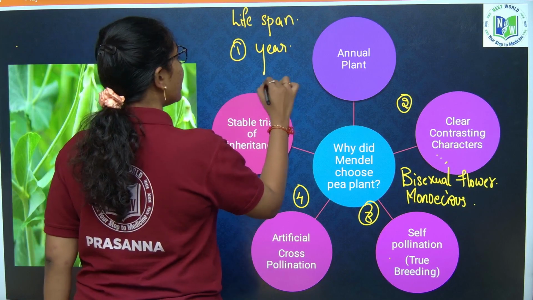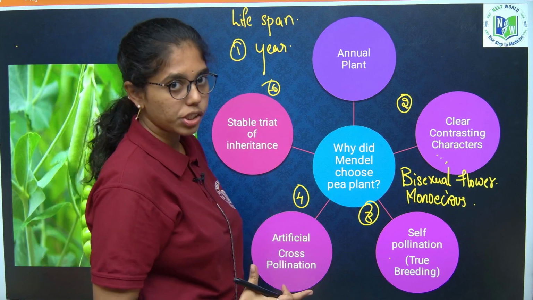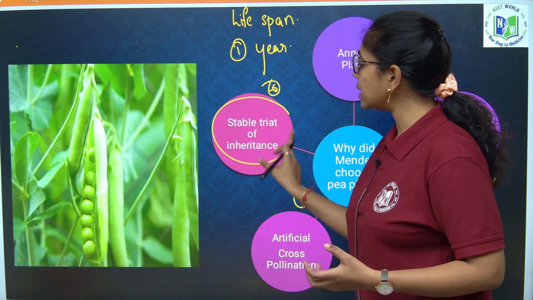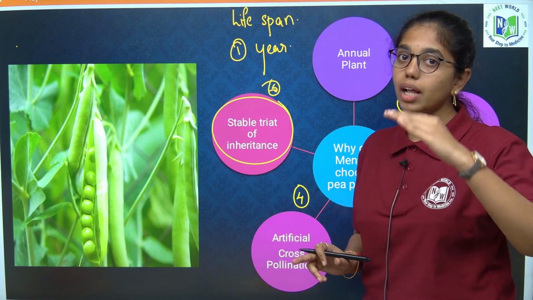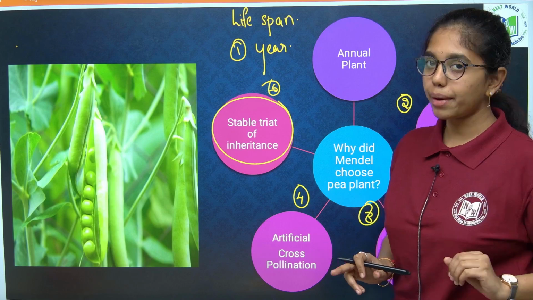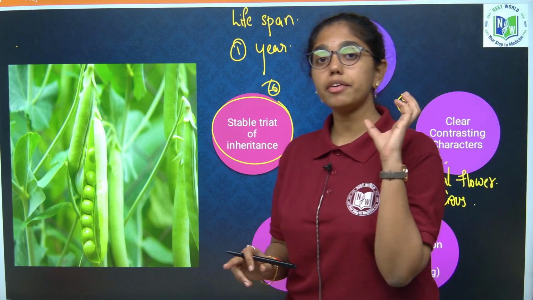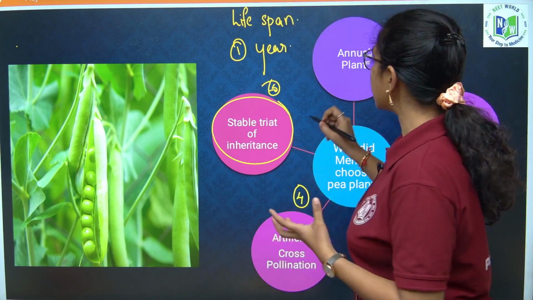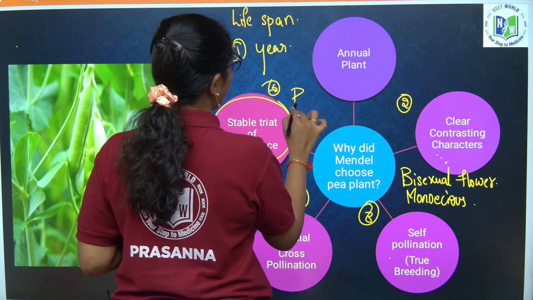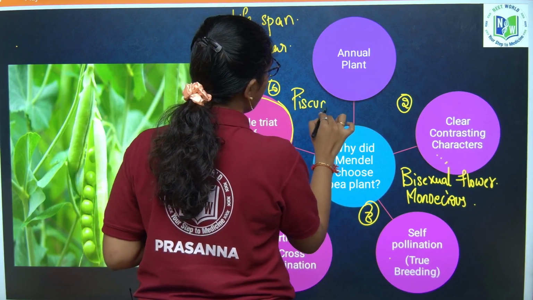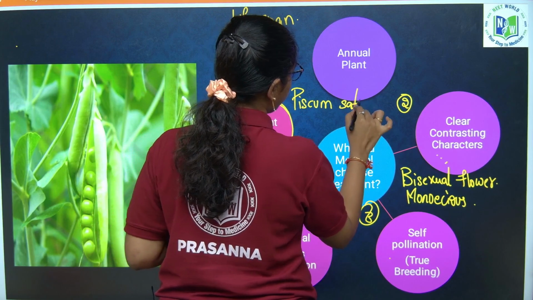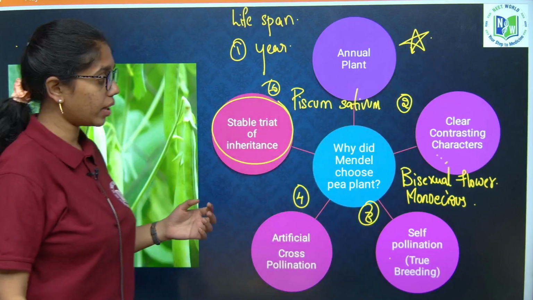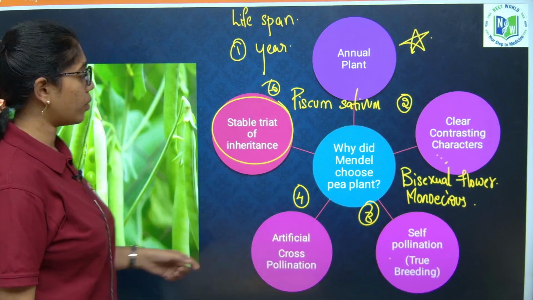When Mendel observed all the successive generations in his hybridization experiments, he clearly saw the stable trait of inheritance in all of them. These are the 5 major reasons why Mendel chose the pea plant, that is Pisum sativum. What is the scientific name of the pea plant? Pisum sativum. Make a note of all these characters, important for objective. Clear? Why did Mendel choose the pea plant? Okay. Next.